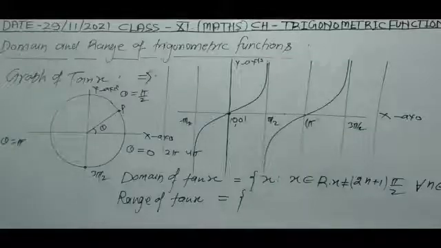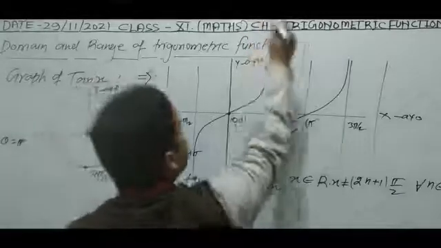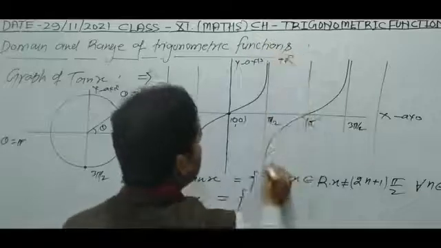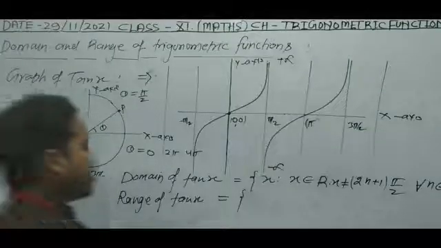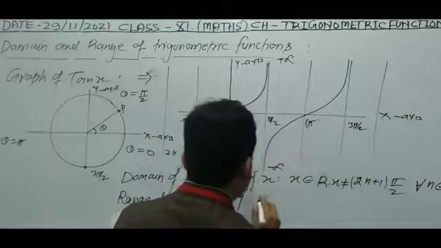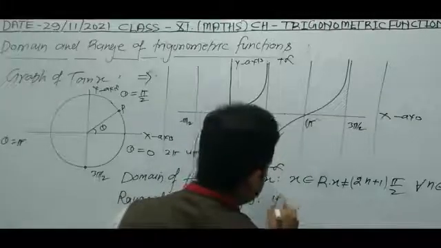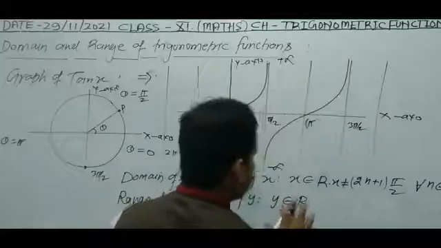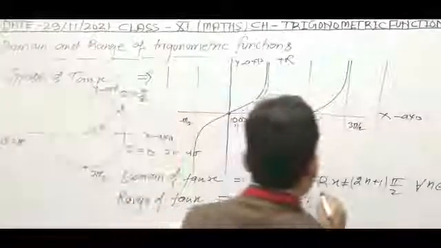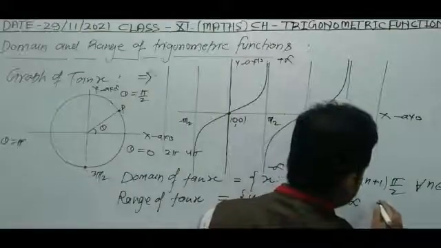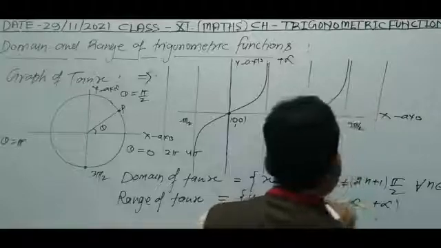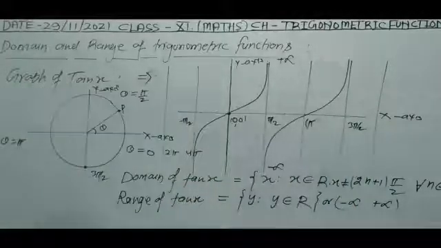Now what will be the range of tan x? The range goes from plus infinity to minus infinity. So the range of tan x is y such that y belongs to real numbers, or we can write minus infinity to plus infinity. This is the range of tan x. Now this is completed.